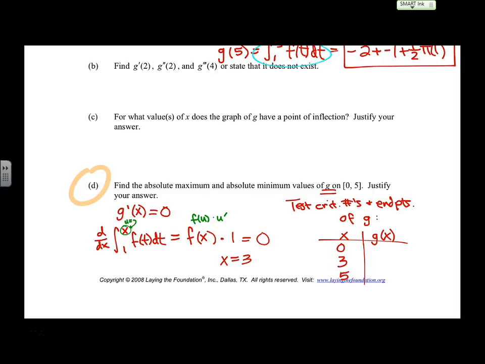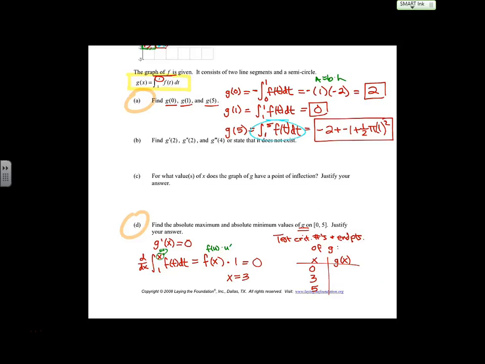Oh no, I plug all this stuff into my G? Hold on, didn't we already find G of 0 in part A? Where's G of 0? Did we already find G of 5 in part A? Now, this one's a little bit nasty because you're like, oh my goodness. Well, okay, negative 2 plus 1 is negative 3, plus 1 half pi. Now it's a good time to think about.